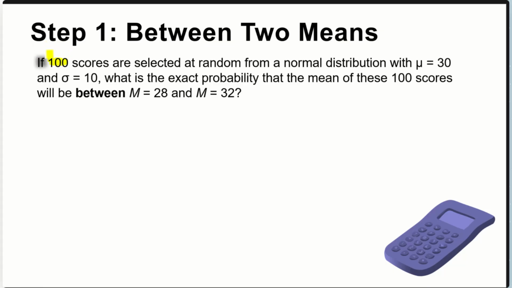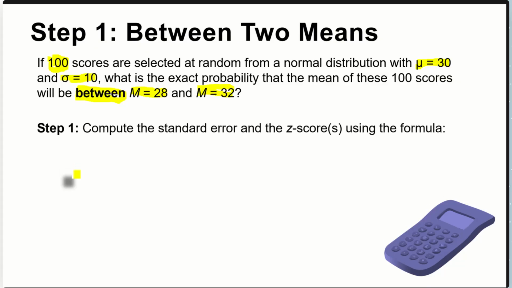So we have 100, which is our sample size in this case. Our population mean is 30. Our population standard deviation is 10. We have a mean of 28 and a mean of 32. And then we're interested in what is the probability between these two values. So those are the relevant details to help us answer this question.